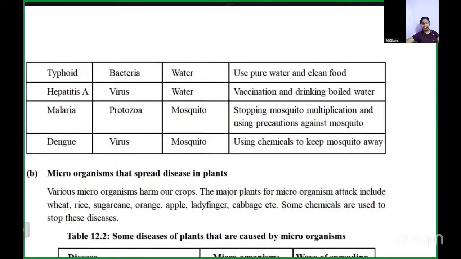We have malaria. Malaria is another disease caused by protozoa and spread by mosquito. Malaria and dengue are caused by mosquitoes. Malaria is caused by a mosquito carrying protozoa, whereas dengue is caused by a mosquito carrying the virus. For malaria, we have to stop mosquito multiplication and use precautions against mosquitoes.